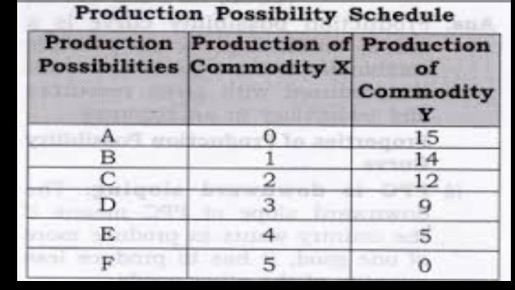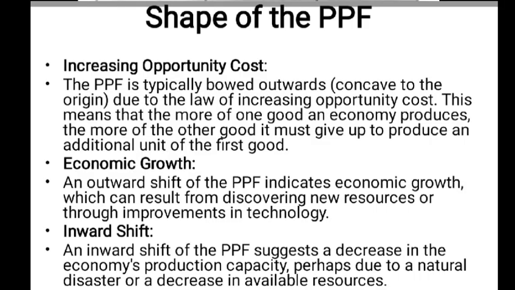So here we can see the shape of the PPC curve. The diagram is showing that because of opportunity cost, that is, the increasing level of opportunity cost, the curve has a concave shape from the origin. This means that the more of one good an economy produces, the more of the other good it must give up to produce an additional unit of the first good.